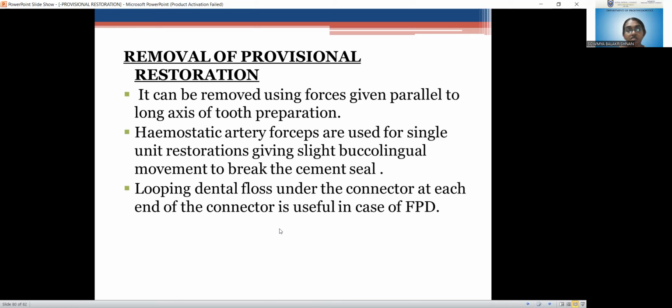Coming to the removal of the provisional restoration, it can be removed using forces applied parallel to the long axis of the tooth preparation. We can remove the temporary restoration using a hemostatic artery forceps, which is mainly used for a single unit restoration. You can also loop dental floss under the connector at each end of the connector, which is useful in the case of an FPD. There are also different types of crown removers used for removing provisional restorations, but mostly dental floss and hemostatic artery forceps will work.